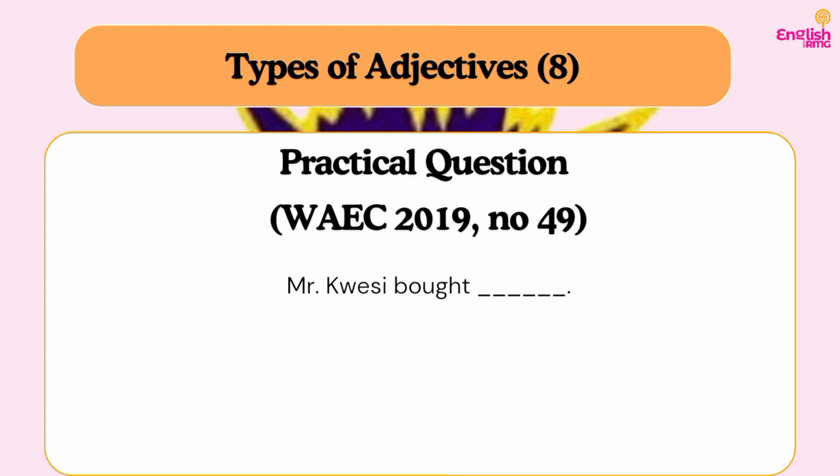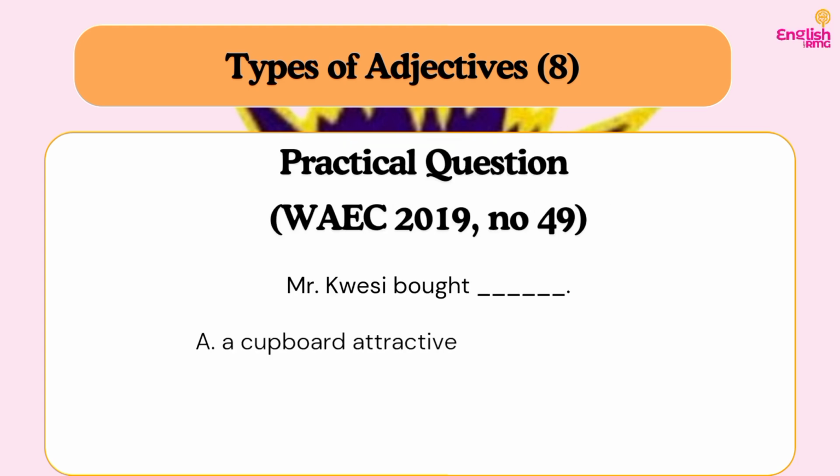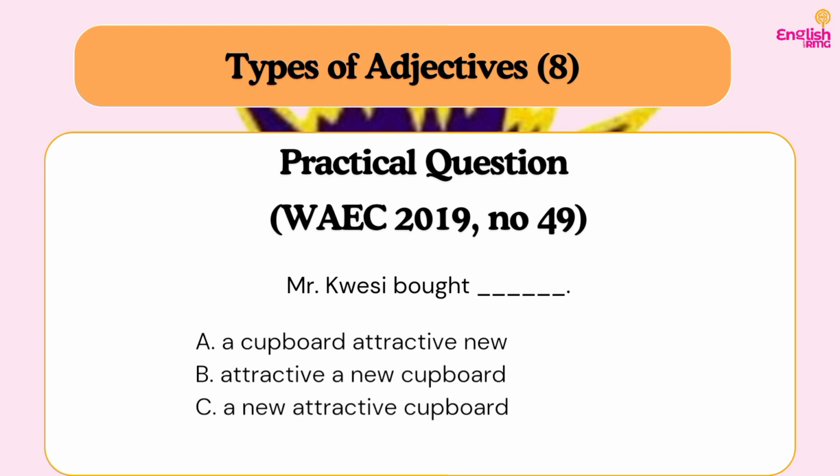So we have another question from number 49, 2019 WAEC past question. Mr. Kwesi bought dash. So now let's look at the options for us to see how to arrange our adjectives. A, a cupboard attractive new. B, attractive a new cupboard. C, a new attractive cupboard. D, an attractive new cupboard.